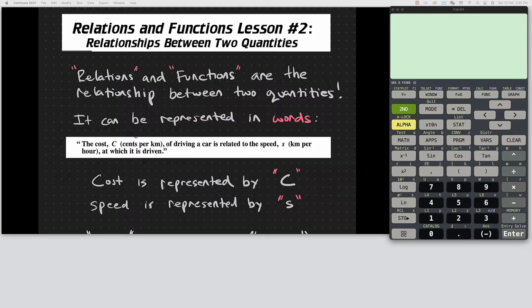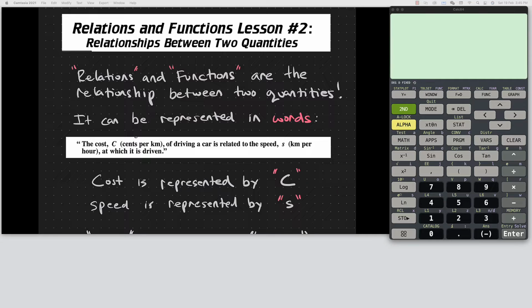We're going to be looking at expanding upon what we're going to need to know about relations and functions. So basically what a relation or function is, it's looking at and trying to understand the relationship between two quantities. And quantities are just sort of things.